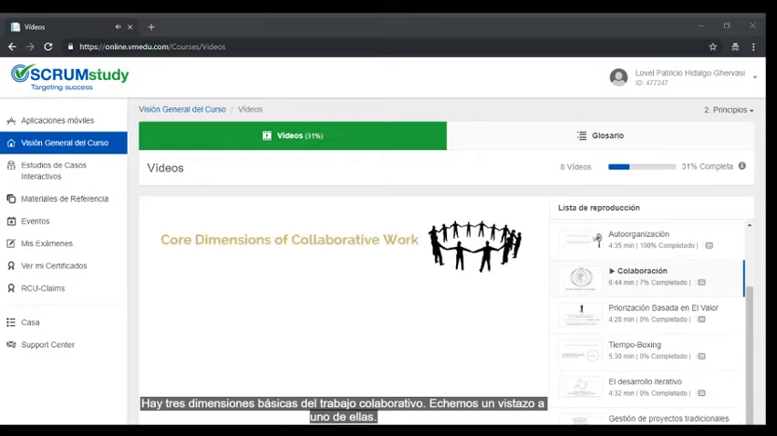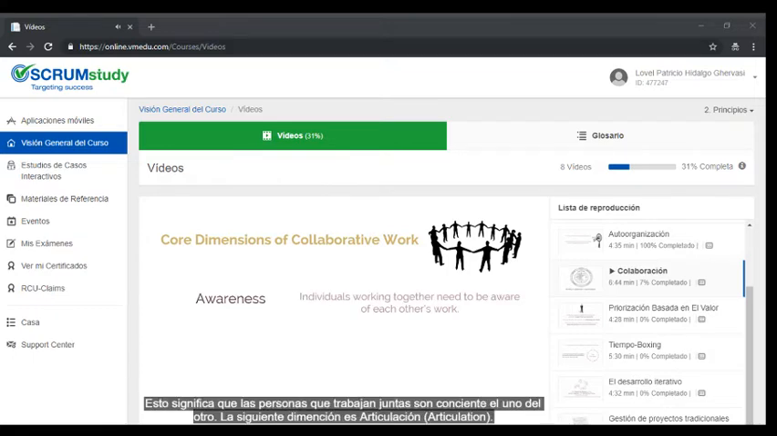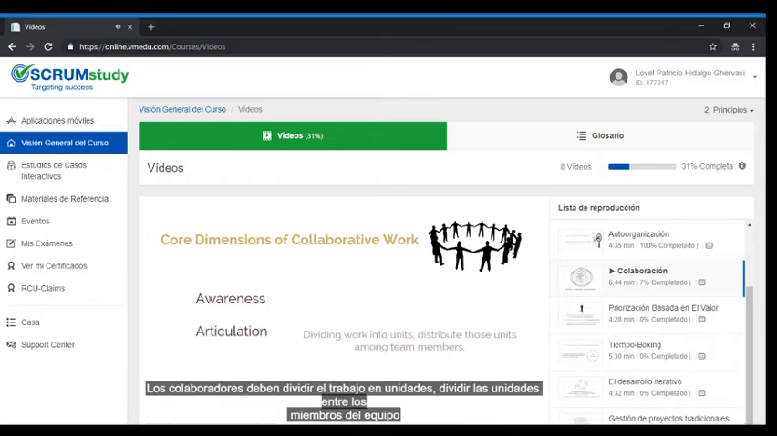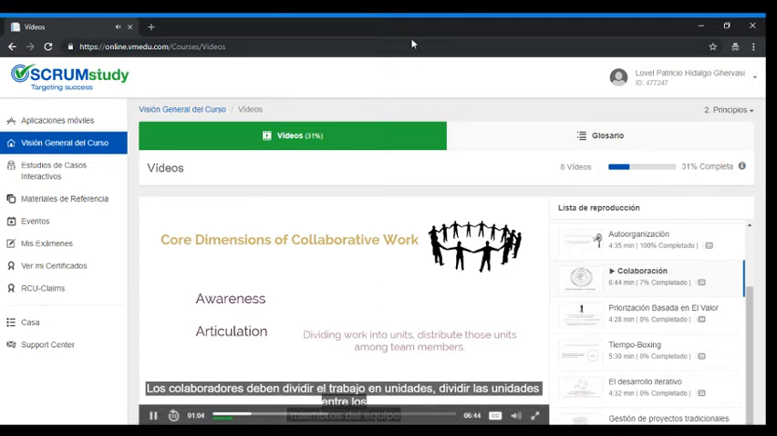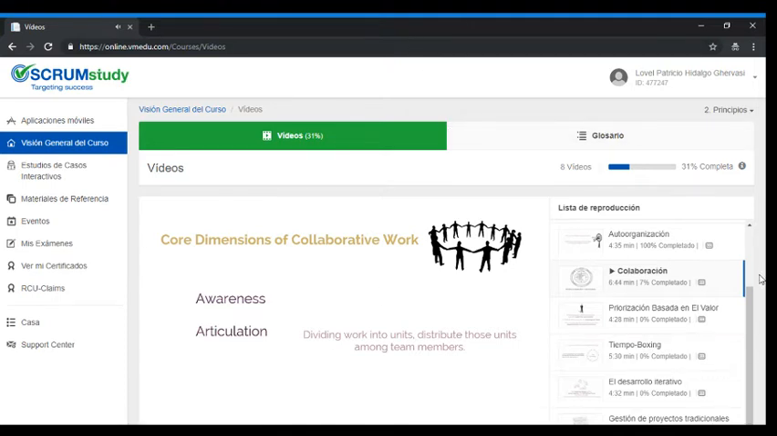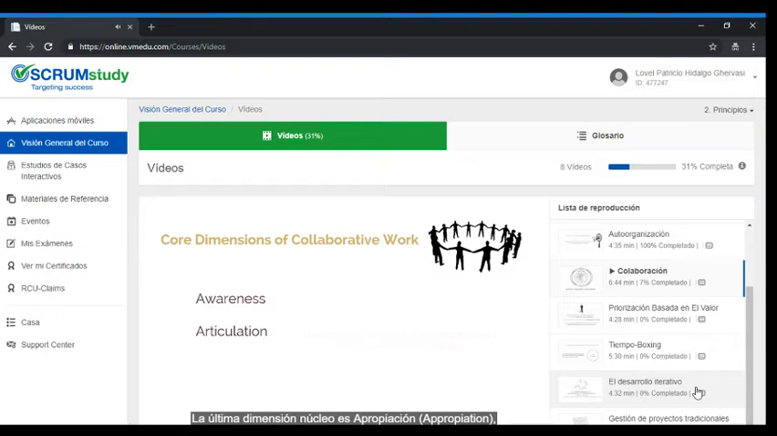There are three core dimensions of collaborative work. Let's look at them one by one. The first core dimension is awareness. It essentially means that individuals working together need to be aware of each other's work. The next dimension is articulation. Collaborating individuals must divide work into units, distribute those units among team members, and then, after the work is done, reintegrate the units into a cohesive whole.